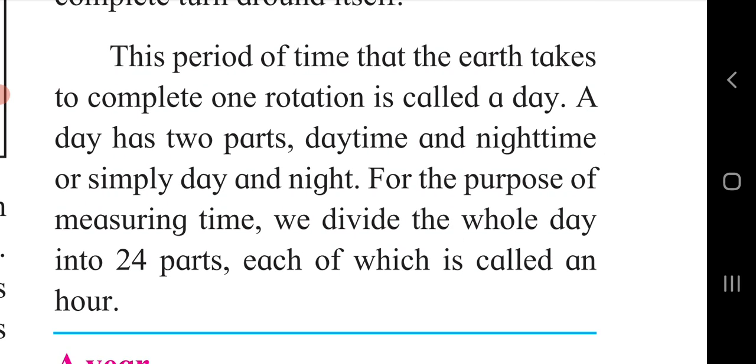During the rotation of the Earth, the time period from one sunrise to the next sunrise is called one day. Day and hour: the period of time that the Earth takes to complete one rotation is called a day. Each day is divided into 24 equal parts. For the purpose of measuring time, this one part is called an hour.